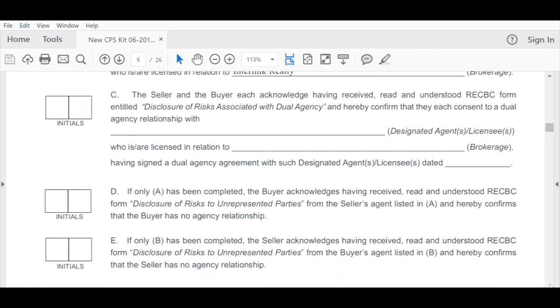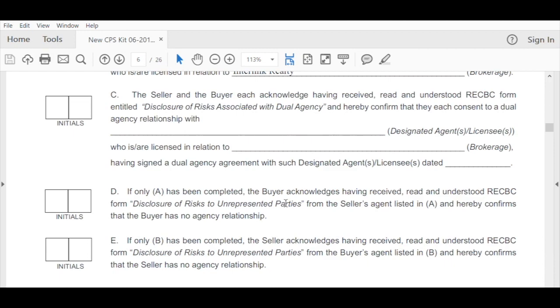And D is when you have to disclose to the buyer that they might have certain risks if they choose to be an unrepresented party. This means you have a customer relationship with the buyers, which is not recommended. However, if the buyer insists, then you can have the buyers initial here so that they acknowledge they have received and understood the so-called risk of unrepresented parties.